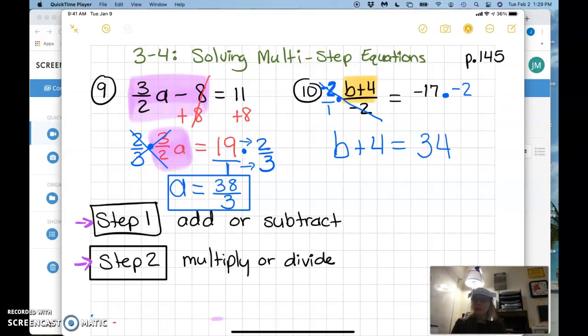Okay. So we're going to look at what's happening to the variable. What is happening? It's adding. So we're going to do what? The opposite, which is, I mean, subtract.